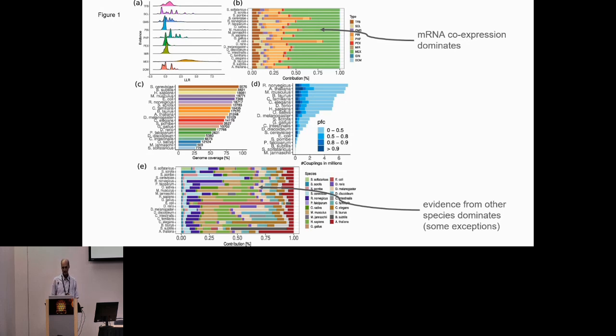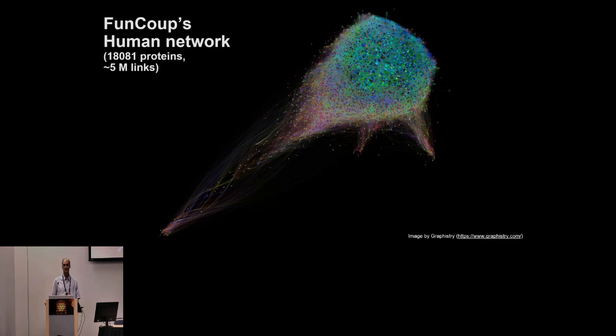So what do we get and what does it look like? Well, you can take a look at the human network, for instance, with this plot from the Graphister tool, where you can see that it's a very dense network. It has many very big hubs, and then some structure in there, but it's very, very dense. This is about 5 million links for 18,000 proteins.